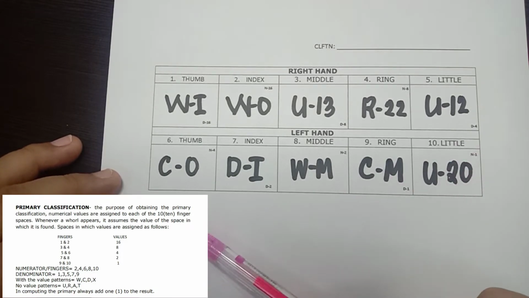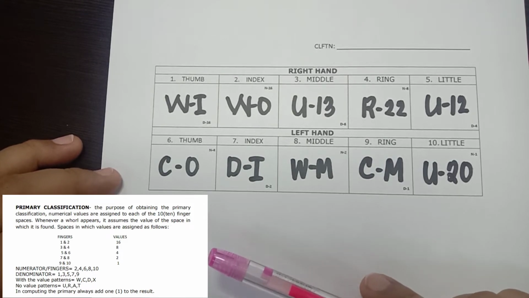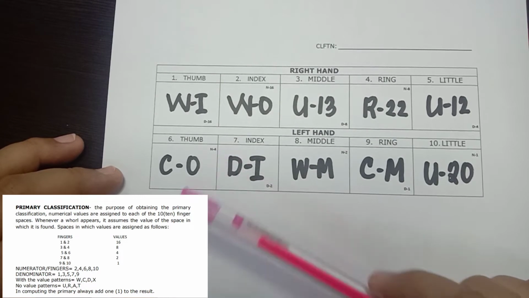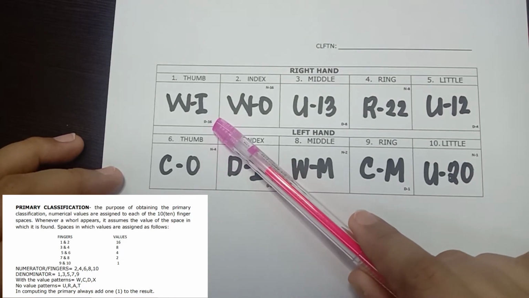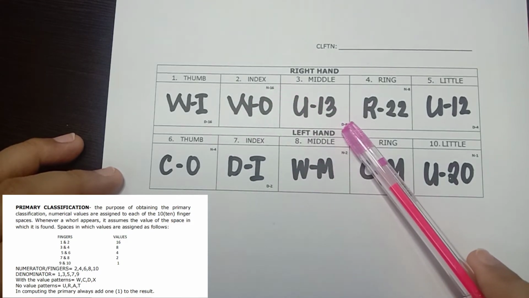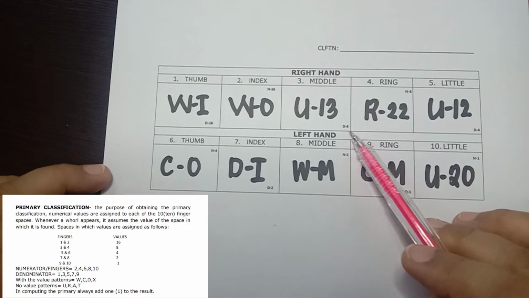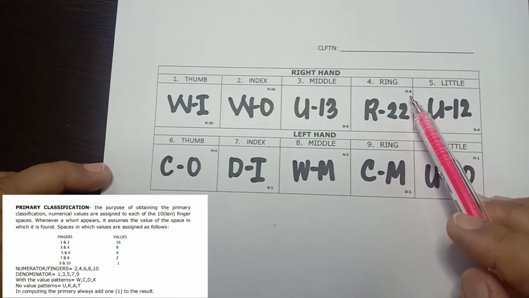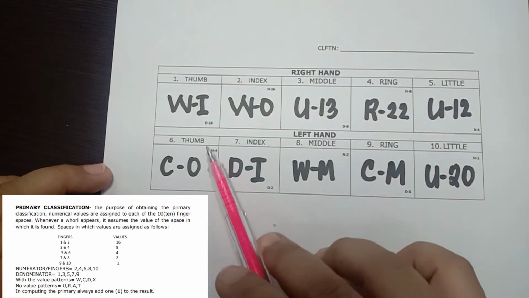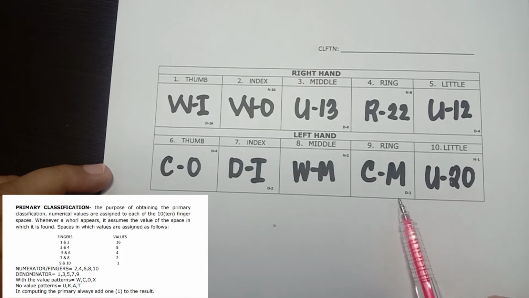So how do we compute the primary classification? First, you have to check the value of each finger. Finger 1 is 16. Finger 2 has the value of 16. Finger 3 has the value of 8. Finger 4 has the value of 8. Then fingers 5 and 6 have the value of 4. Fingers 7 and 8 have the value of 2, while 9 and 10 have the value of 1.